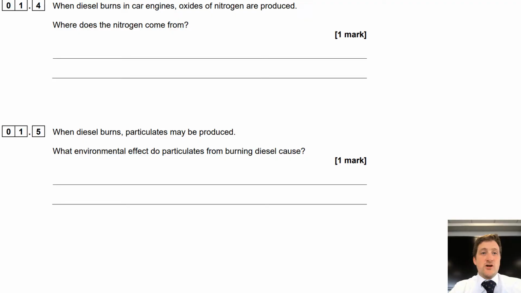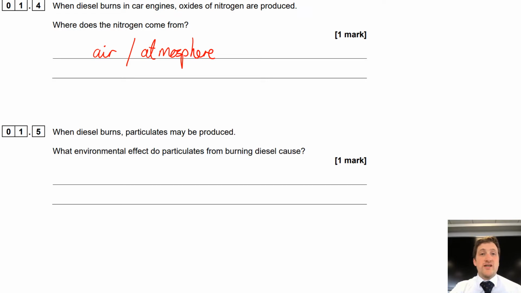Where diesel burns in car engines, oxides of nitrogen are produced. Where does this nitrogen come from? Now, this is one of these atmospheric pollutants. You need to know where it comes from. And nitrogen comes from the air. Now, this whole topic is actually called the atmosphere, so you can actually just say the atmosphere. You can think atmosphere above, sort of outside in the sky, or we can also think the air that we're breathing in right now. Next question.